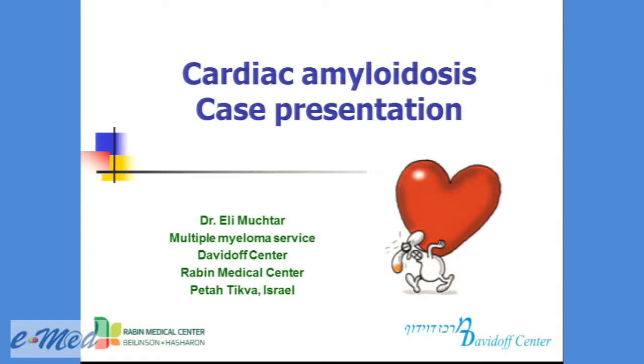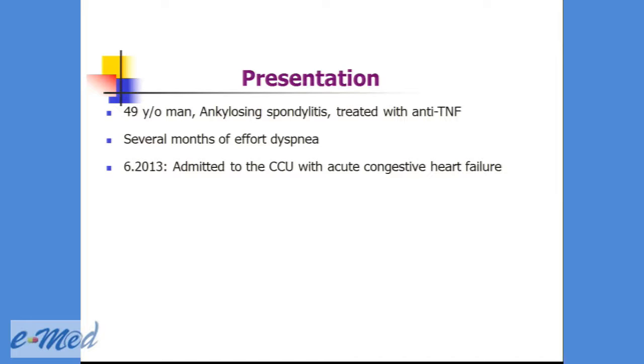So our patient is a 49-year-old man with ankylosing spondylitis. He presented with gradual NYHA class 4 dyspnea that developed over several months, a typical presentation. He was admitted to the cardiac care unit in June 2013 with acute congestive heart failure.